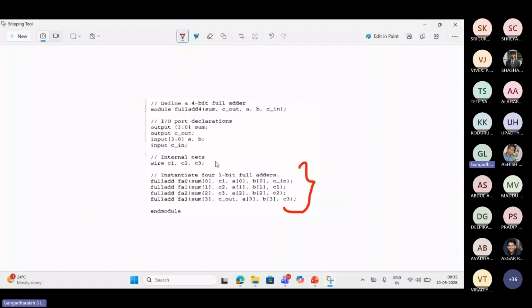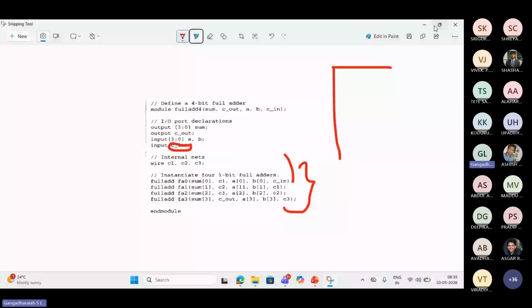Cin is a single bit here. It looks like this. Okay, 1 minute. You just see my slide. I'll go back. There I will tell you. You can understand clearly.